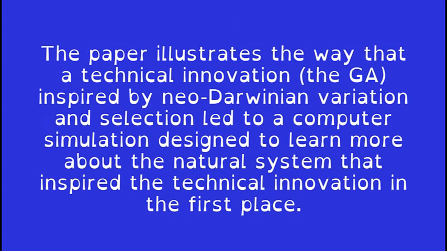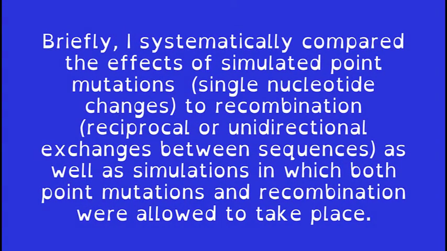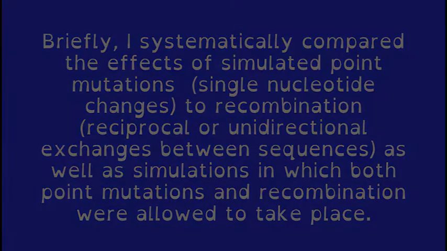The paper illustrates the way that a technical innovation, the GA, inspired by neo-Darwinian variation and selection, led to a computer simulation designed to learn more about the natural system that inspired the technical innovation in the first place. Briefly, I systematically compared the effects of simulated point mutations, single nucleotide changes, to recombination, reciprocal or unidirectional exchanges between sequences, as well as simulations in which both point mutations and recombination were allowed to take place.